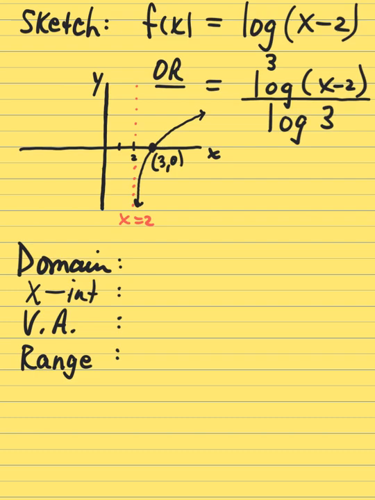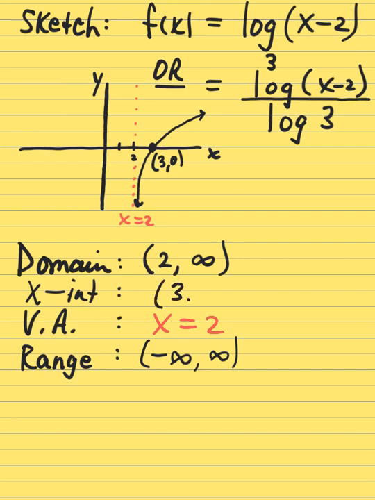The domain, this graph only covers x values from 2, actually larger than 2. It doesn't even count 2. That's why I'm using parentheses. So anything greater than 2, your graph will cover in the x direction. The range, all real numbers, because the graph covers negatives, positives, and even 0 in the y direction. The vertical asymptote is x equals 2, and the intercept is just 1 unit farther over, so 3, 0.